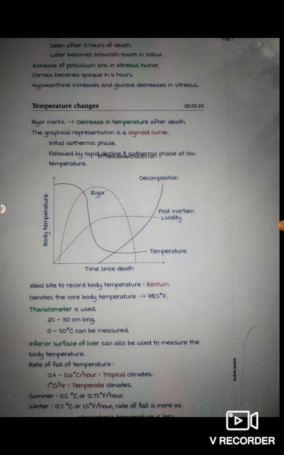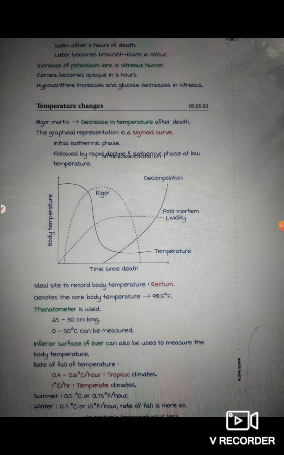The rate of fall is 0.4 to 0.6 degrees Celsius per hour in tropical climates and 1 degree Celsius per hour in temperate climates. Obviously, in temperate or cold climates the rate of fall will be high. In summer it is 0.5 to 0.75, and in winter it is 0.7 to 1.5 degrees Fahrenheit per hour. So the rate of fall is more in winter.